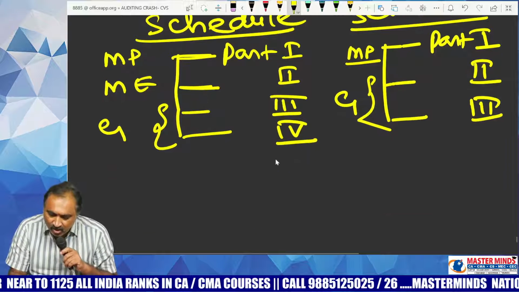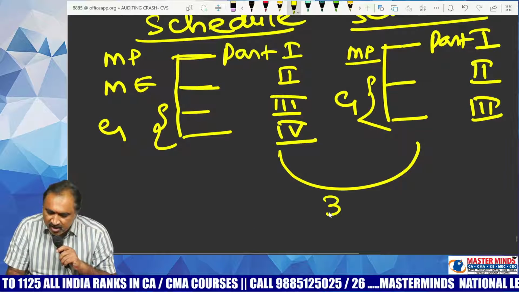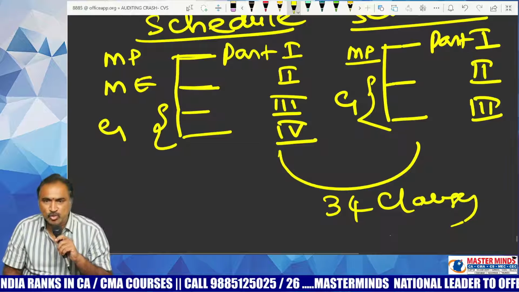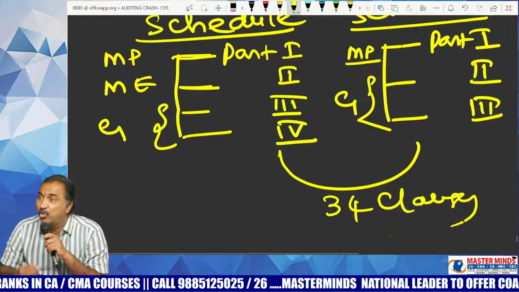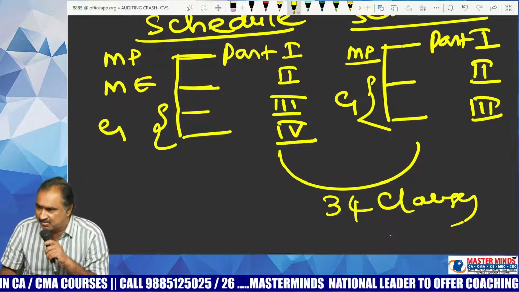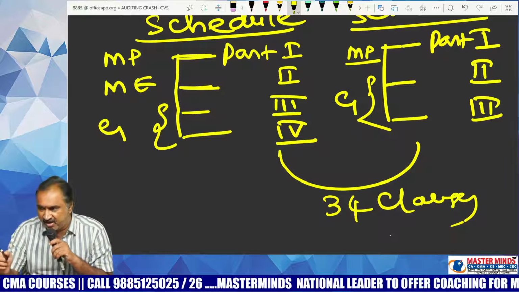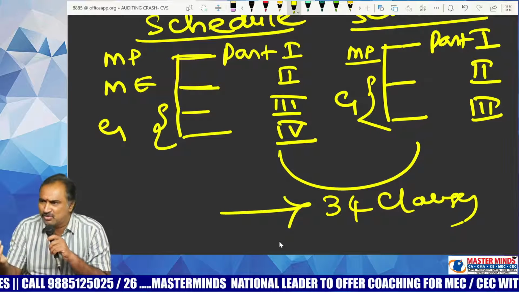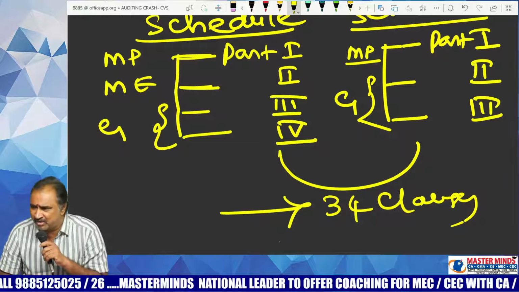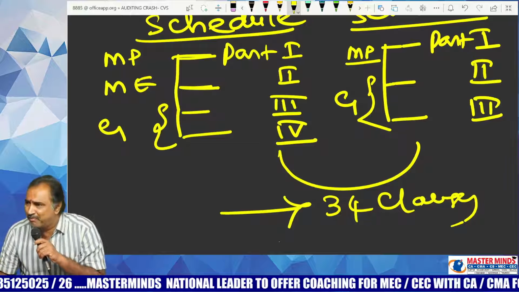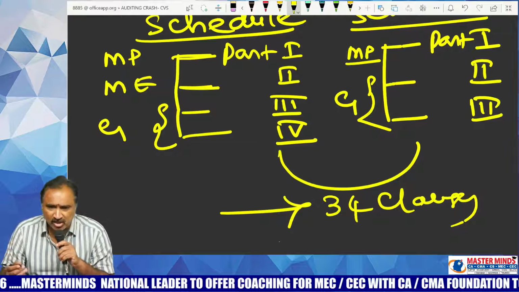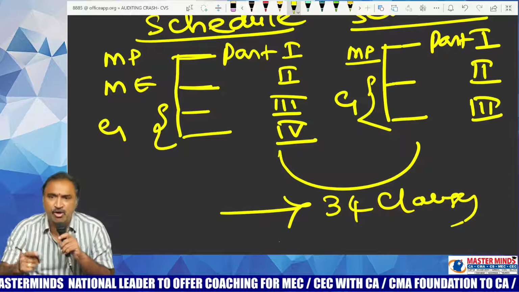And in all, both these schedules collectively have 34 clauses. Every auditor has to follow all these clauses. Of course, some are made applicable to members in practice, some to members in employment, some to all the members generally. If it is applicable, you must follow it.